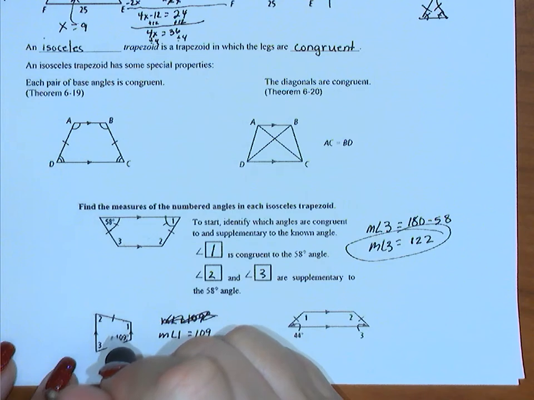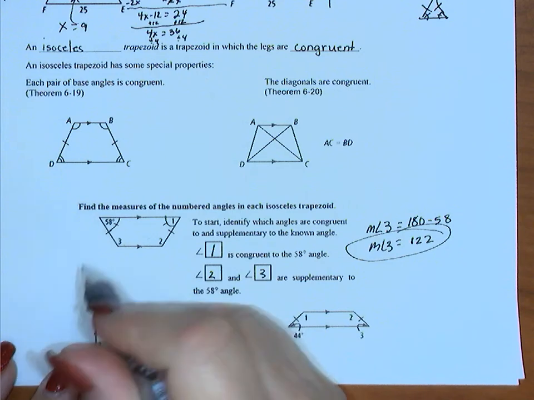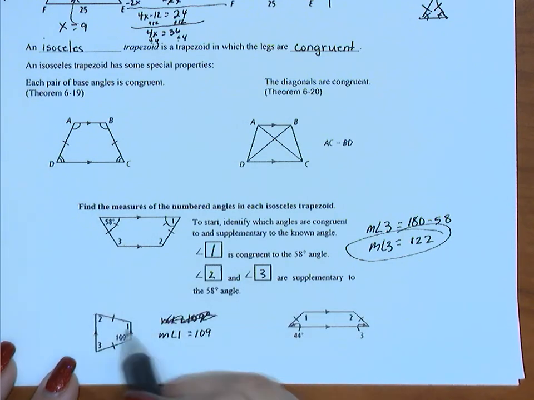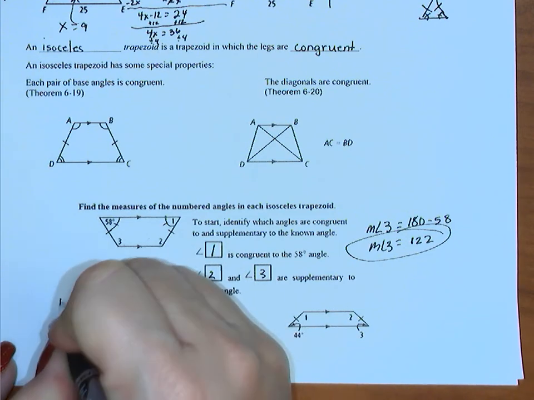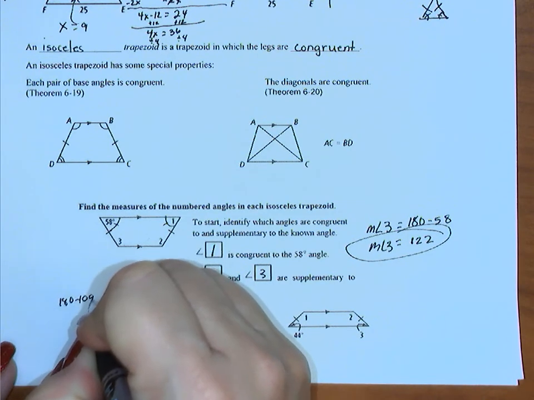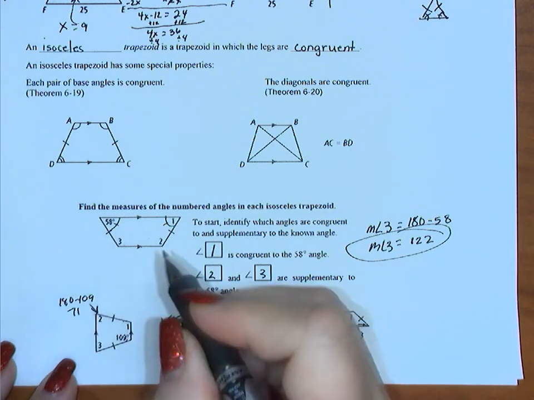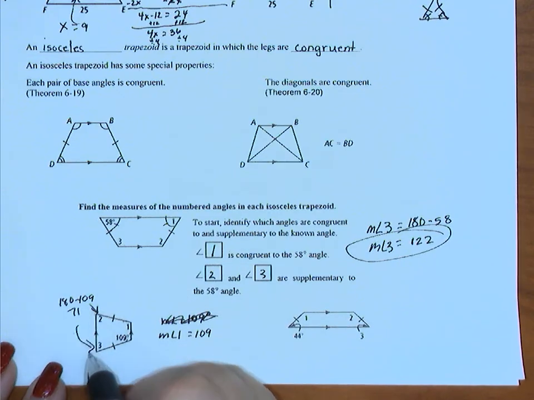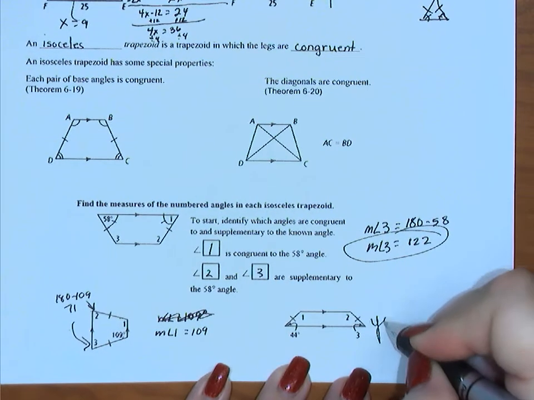So angles 1 and 2 are 180 together. So this angle is going to be 180 minus 109, which is 71. And that means this angle right here is also 71. Okay, so you try.